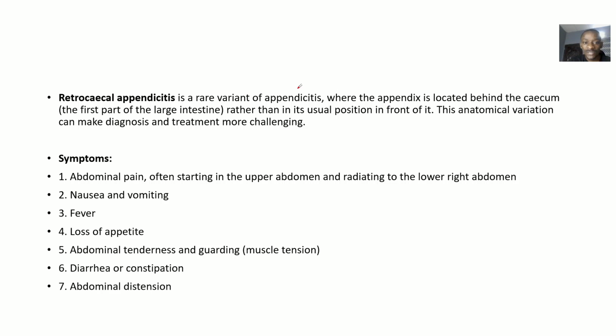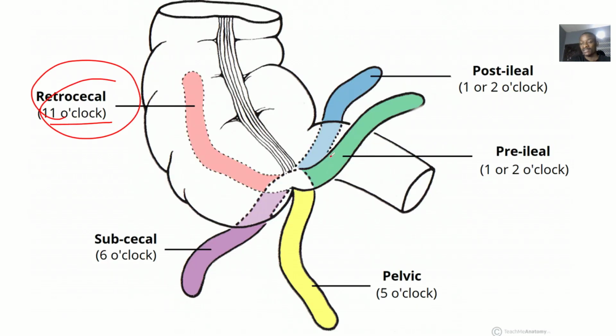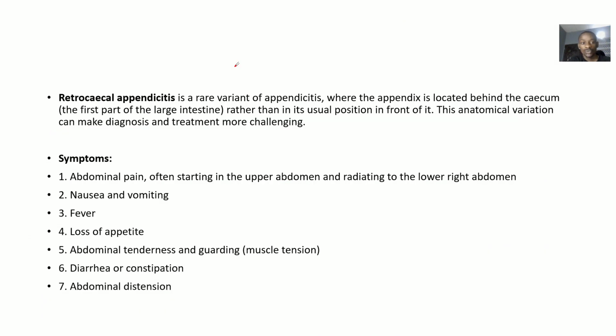So we said that retrocaecal appendicitis is a rare variant of appendicitis, and in this situation, the appendix is located behind the caecum. The caecum is actually what? The first part of the large intestine. So the appendix is behind. And this is actually rare, so it has some unique complications and all that.